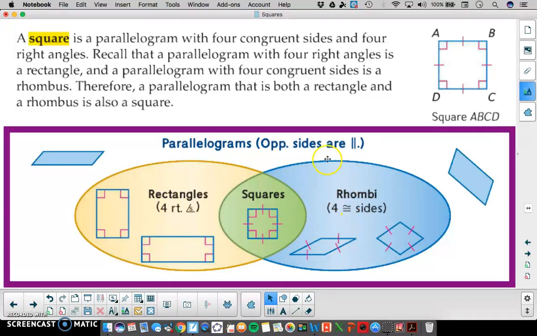Now, this Venn diagram illustrates the relationship between rectangles and rhombi. A square is a parallelogram with 4 congruent sides and 4 right angles. Remember, a parallelogram with 4 right angles is a rectangle, and a parallelogram with 4 congruent sides is a rhombus. Therefore, a parallelogram with both of these properties is a square.